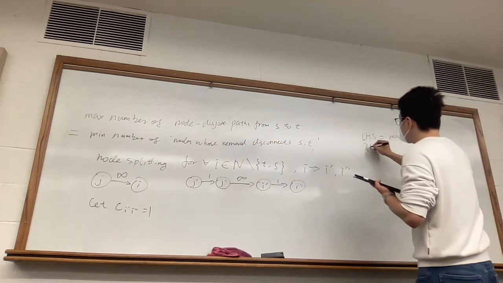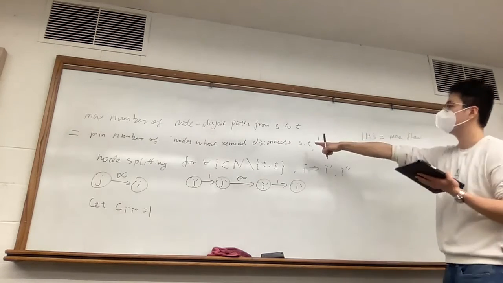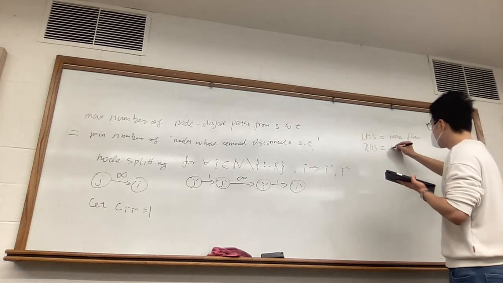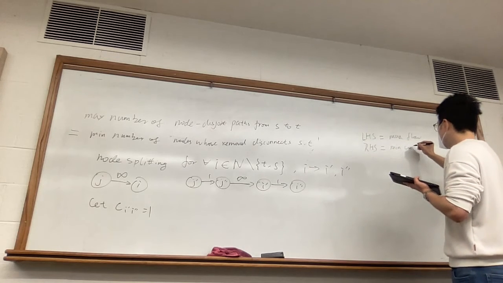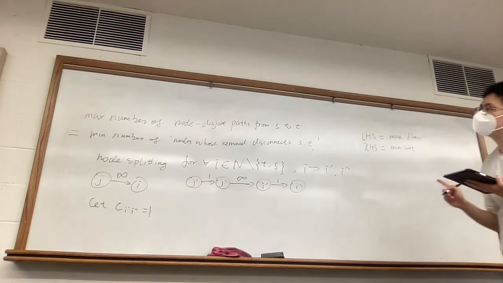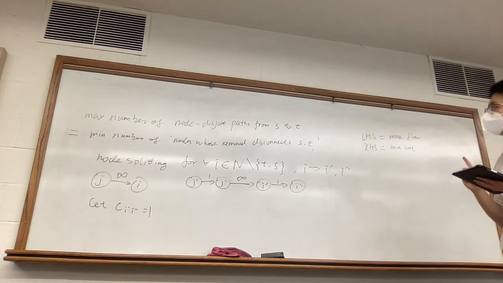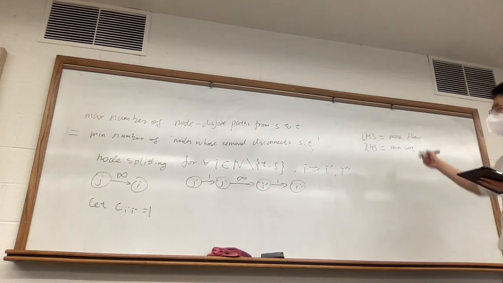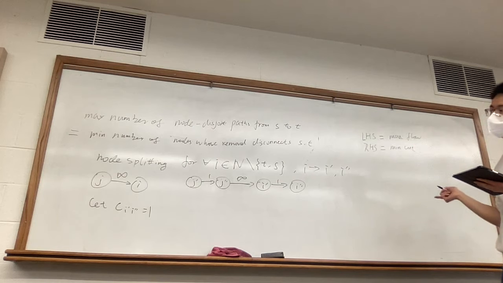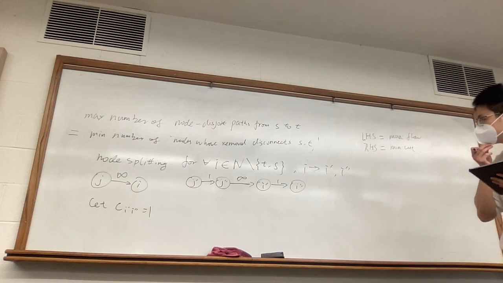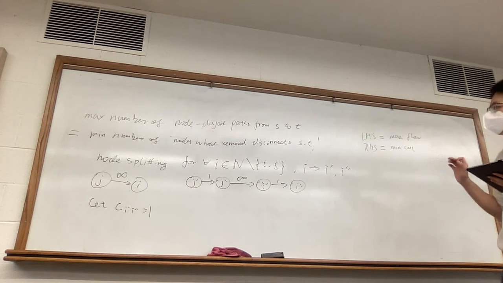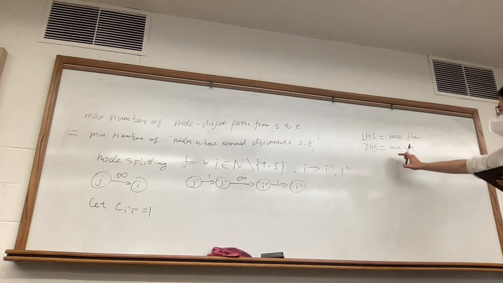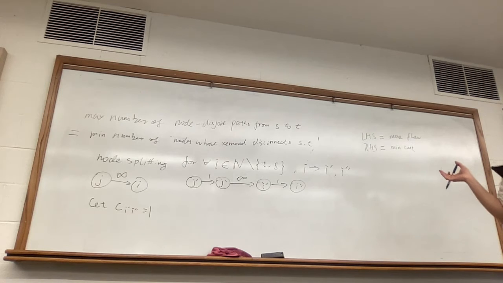And the right-hand side of this equation is just equal to the min cut. Think about it why. Let's say the maximum number of node disjoint paths from S to T. This is just equal to the max flow. And the minimum number of nodes whose removal disconnects S and T. This is just the min cut. So think about it why.